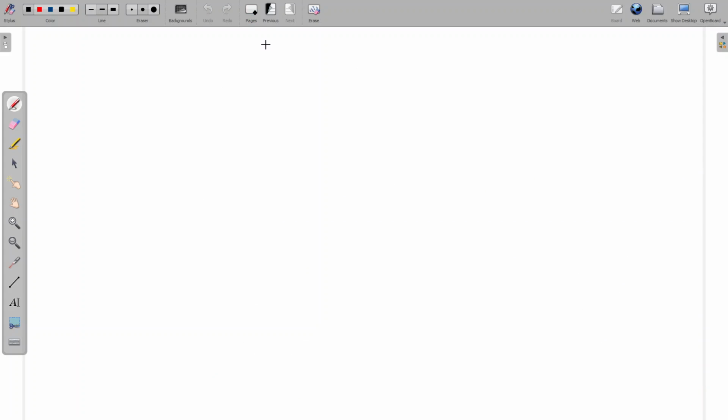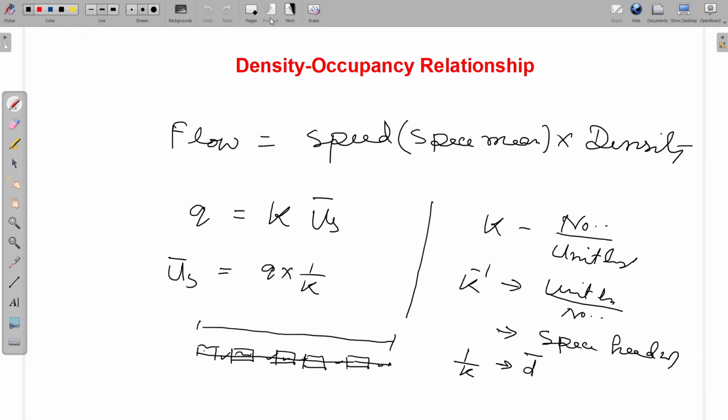Next, we are interested to find out the average space headway. What is the relation between average space headway and the other parameters? Again, I will go from what I said. Q is equal to K into Us bar. And then, as we have read earlier, Us bar is equal to Q into T bar. If we just go back, let us give some equation numbers.